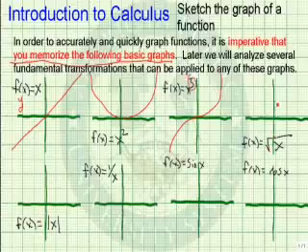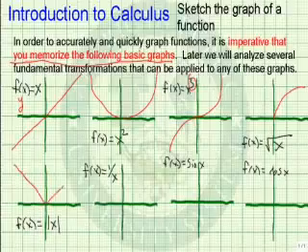F of x equals the square root of x. That's the inverse function of f of x equals x squared. Notice if we've reflected the whole thing around the line y equals x, it would not be a function. Notice the domain is only x greater than or equal to 0, and the range is greater than or equal to 0. F of x equals this absolute value of x.